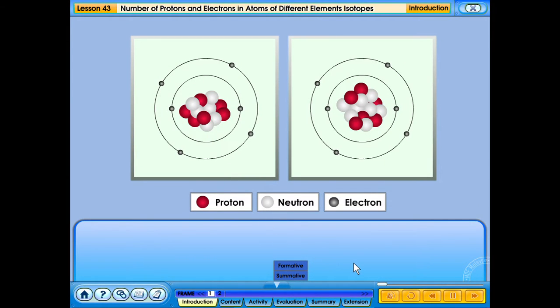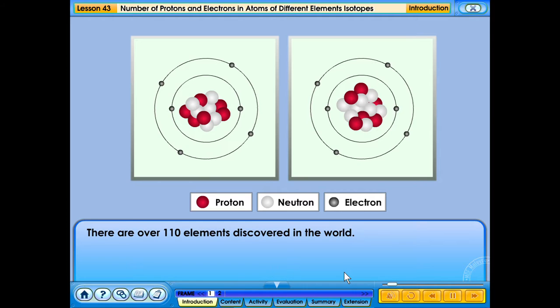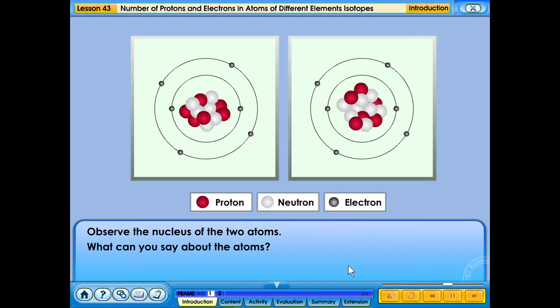There are over 110 elements discovered in the world. We have learned that each atom has its own subatomic particles. Observe the nucleus of the two atoms. What can you say about the atoms? The two atoms have the same number of protons but different number of neutrons.